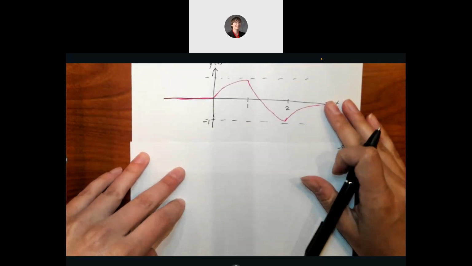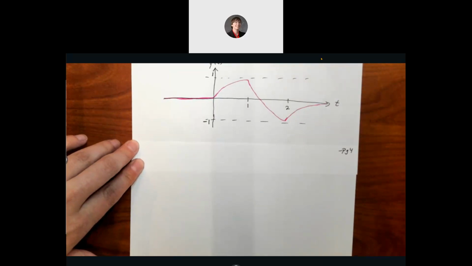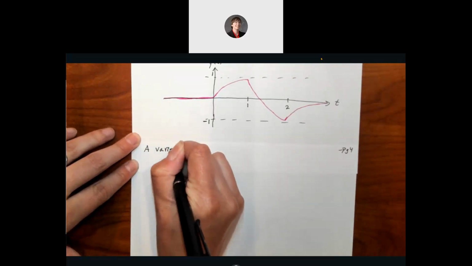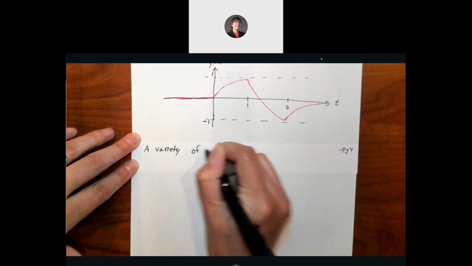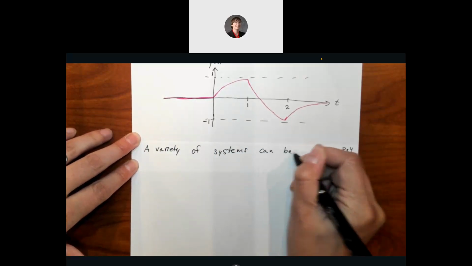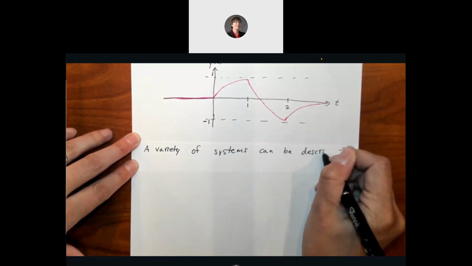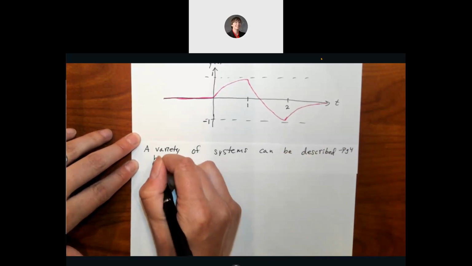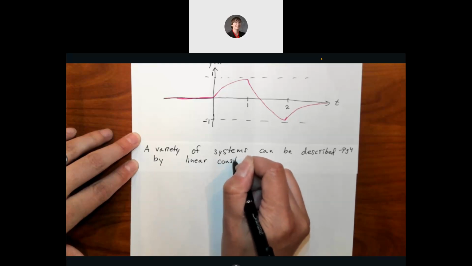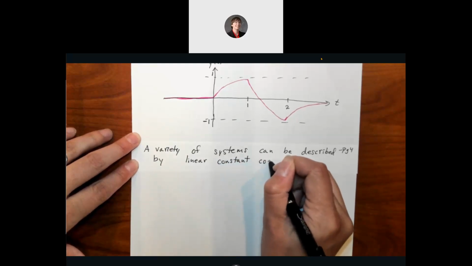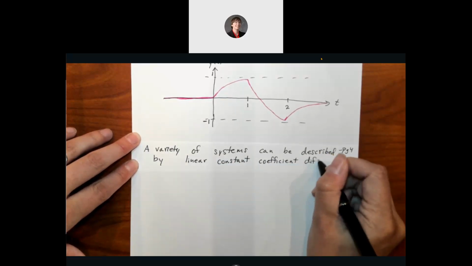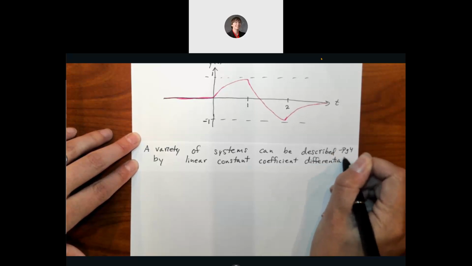All right, so it turns out that with a lot of different systems, there's actually a variety of systems that we can describe by these linear constant coefficient differential equations.